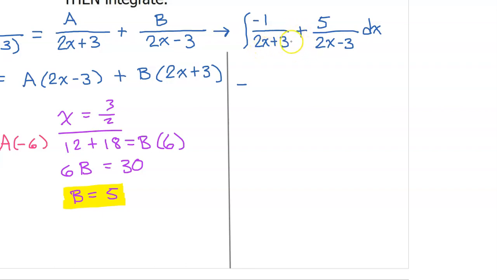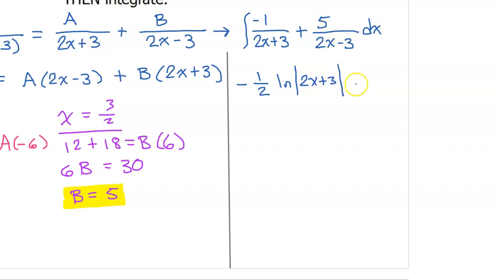So we wind up dividing by u prime. So we will have a 1/2 in the front. So we have the integral of 1 over u. That's going to be the natural log of the absolute value of u. In other words, the natural log of the absolute value of 2x plus 3.